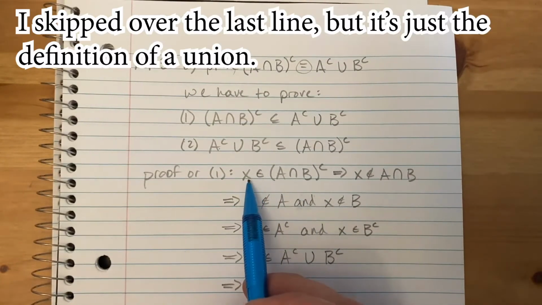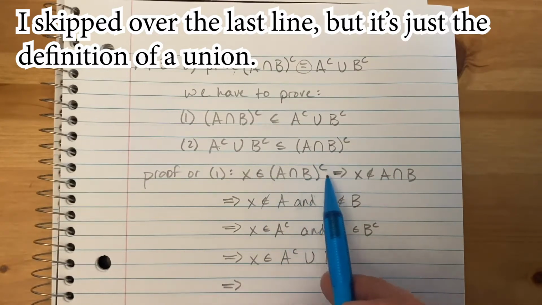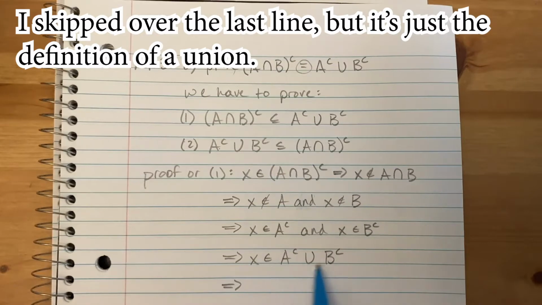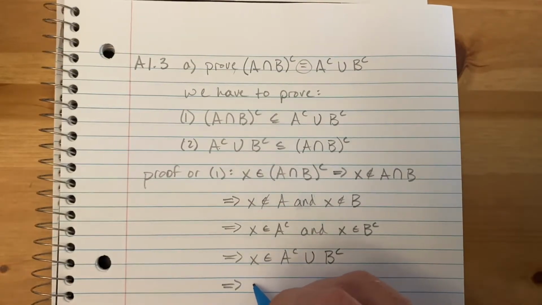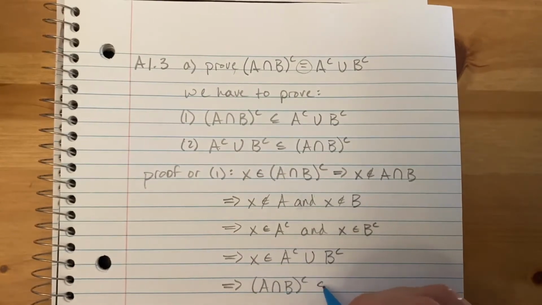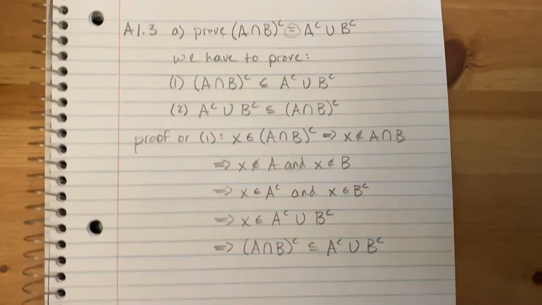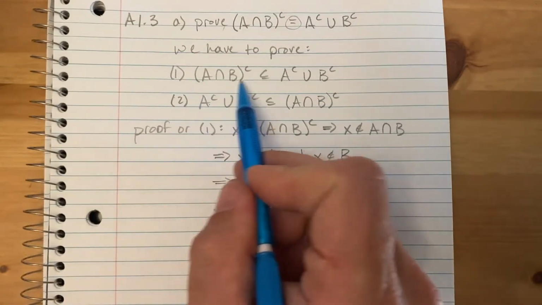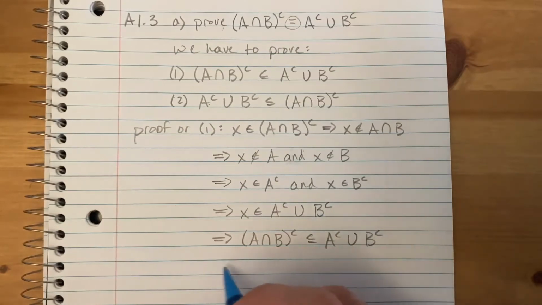All right, so if x is an element of this A intersect B complement, then it's also an element of this set. So we've just proven that A intersect B complement is a subset of A complement union B complement. All right, so there's proof of that first statement. Now we just have to prove this second part.